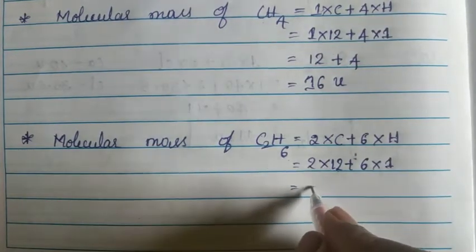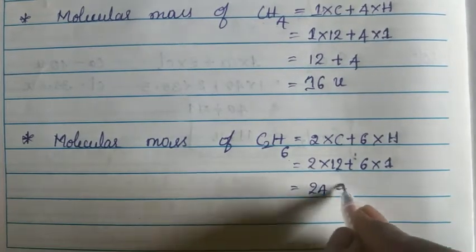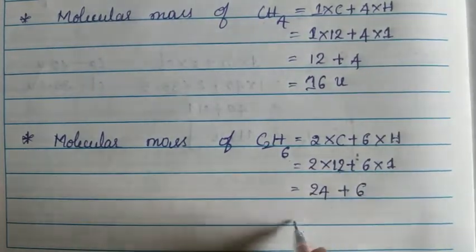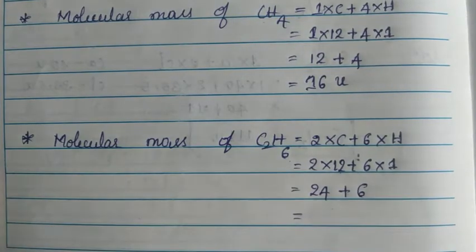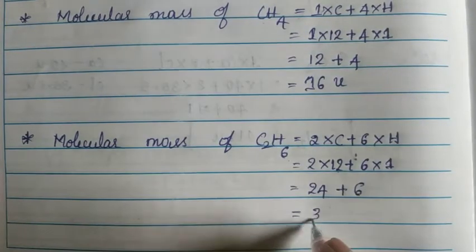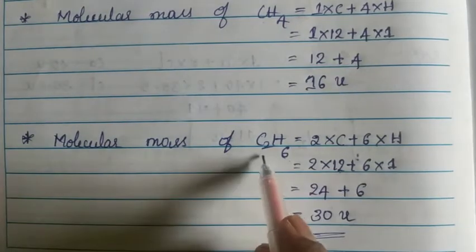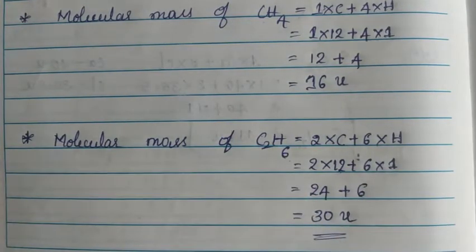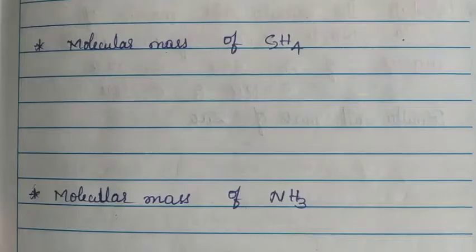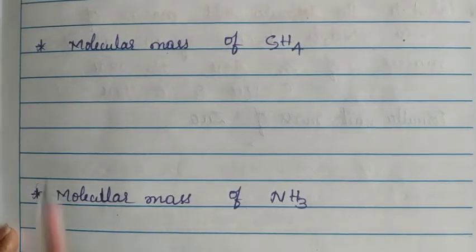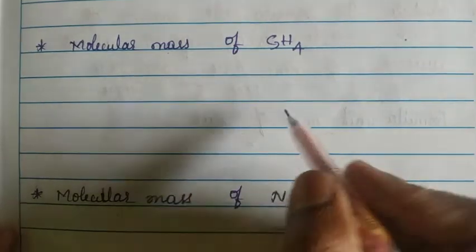12 twos are how much? 24, plus 6 ones are 6. Yes, add these two now. Yes, we get 30 U. This is the molecular mass of C2H6.